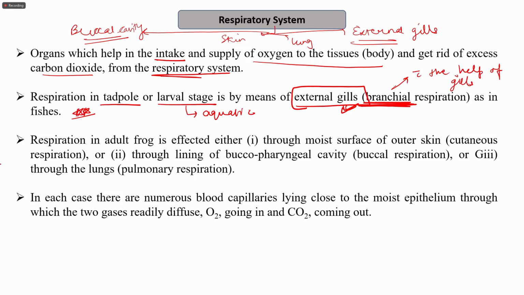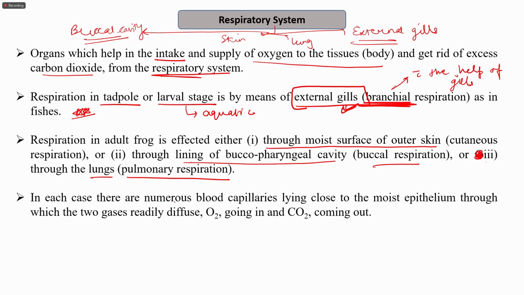Respiration in adult frog is effected firstly through the moist surface of outer skin, which is the cutaneous respiration; second, through the lining of the buccopharyngeal cavity, which is buccal respiration; or third, through the lungs, which is the pulmonary respiration. So these three modes may happen in the adults.